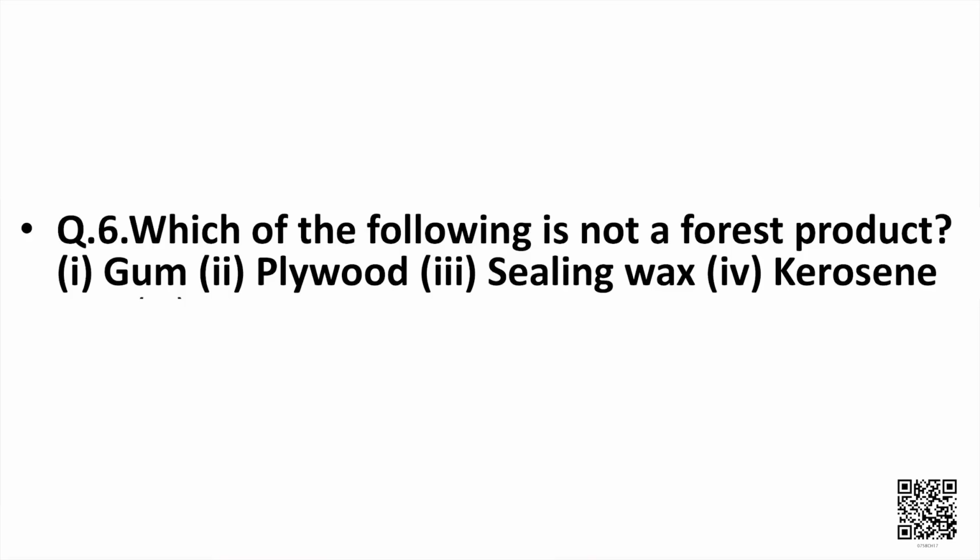Moving on to another question, students, that is, which of the following is not a forest product? First is gum, second is plywood, third is sealing wax and fourth is kerosene. So students, in this list we know that the fourth one, kerosene, is not a forest product.